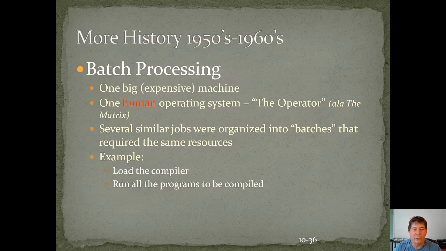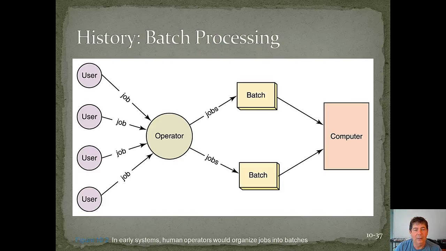So here's a little more history. We originally had this thing called batch processing, where you'd have this one big machine, one operating system, and several similar jobs were organized into batches that required the same resource. So it would load the compiler and run all the programs to be compiled. Visual representation of that: you have multiple users, and each one had their job. It goes through this operator, and it does the batch processing for the computer.